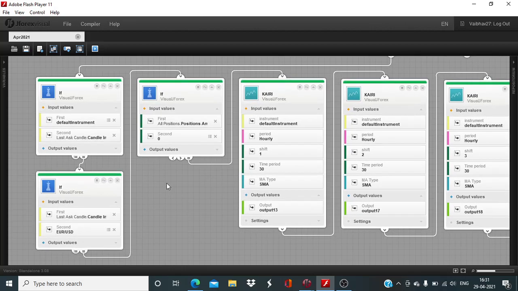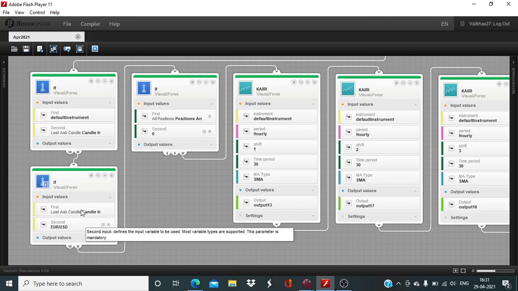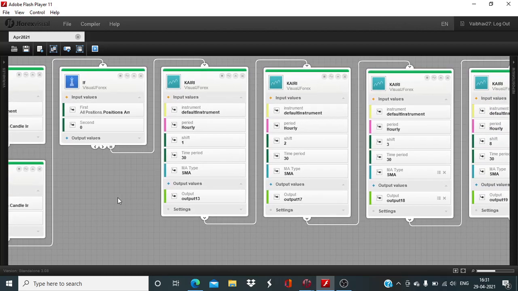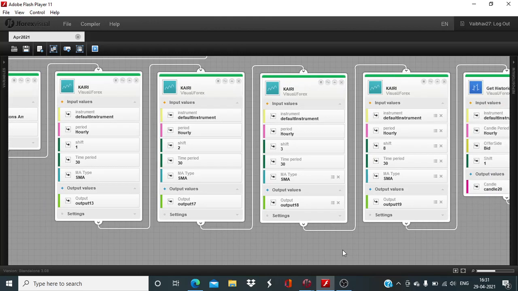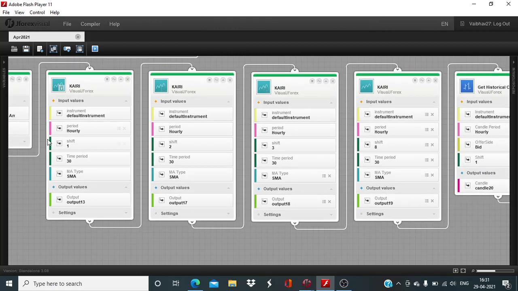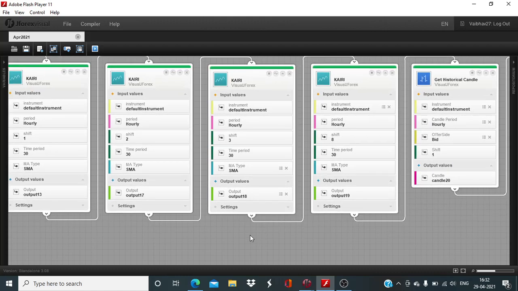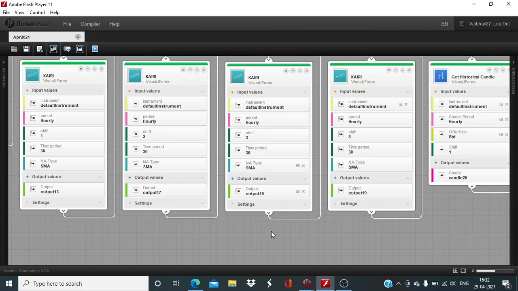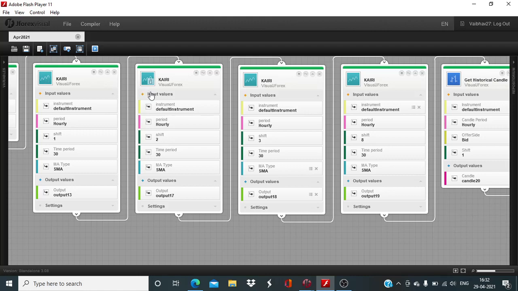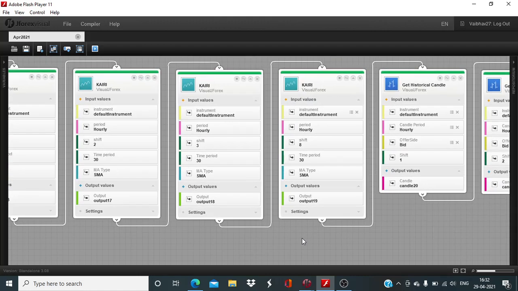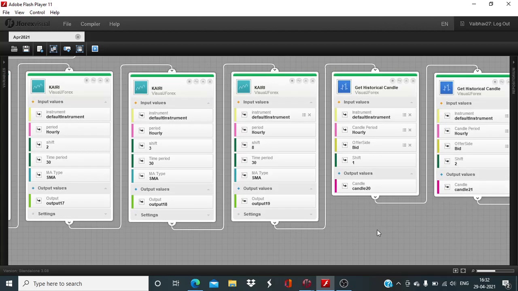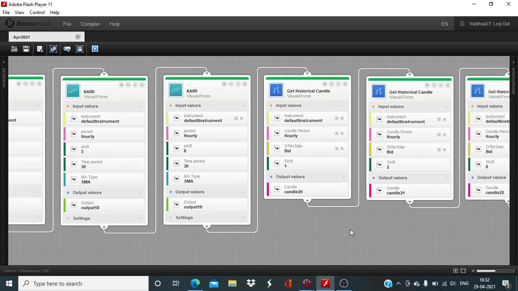In the prior session, the instrument subscription was done using these if-else blocks. Along with that, the position amount was defined at 0. Then I got these 4 Kairi blocks of the hourly time period and different lookback periods 1, 2, 3, and 8, which we will be using to compare the output value for this indicator, and accordingly we will be looking at the trading opportunity, for which I will explain to you the logic soon.